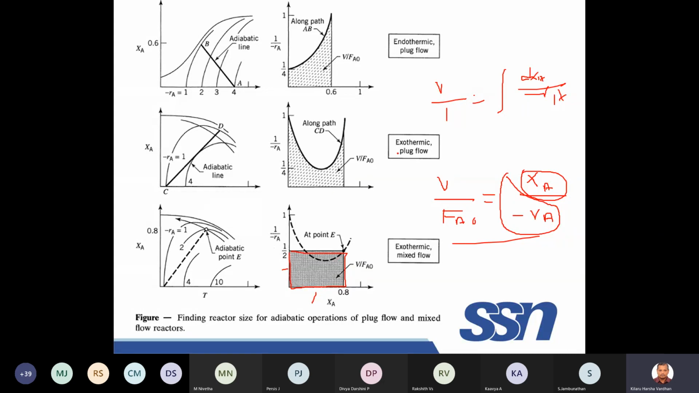If you want the same thing, an exothermic reaction for this particular thing, instead of PFR, if it is an MFR, you draw a straight line here, then calculate the entire area here.